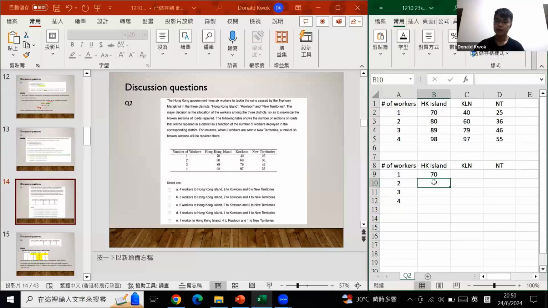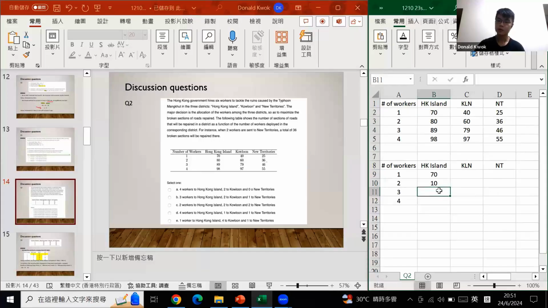How about the second worker to Hong Kong Island? What will be the marginal benefit? It would be 10. Why? Because by allocating the second worker to Hong Kong Island, the number of broken sessions that can be repaired will increase from 70 to 80. 10 additional broken sessions can be repaired. So this is why the marginal benefit of the second worker to Hong Kong Island is 10.